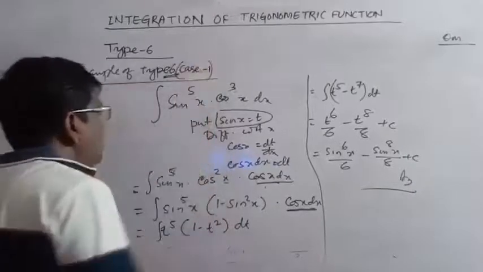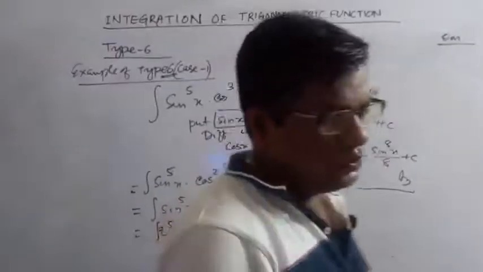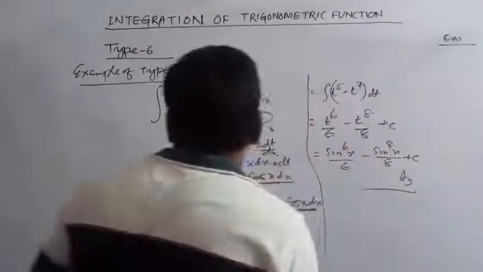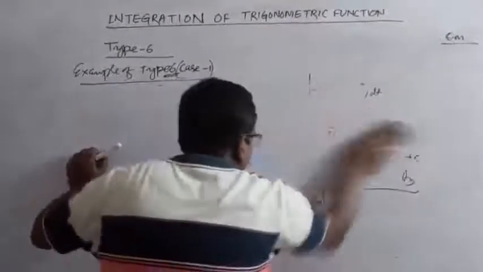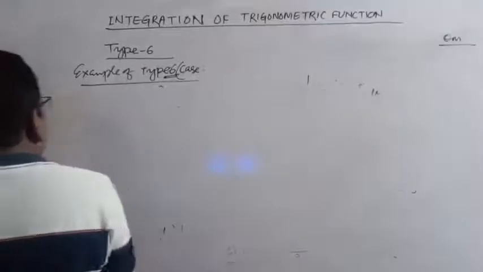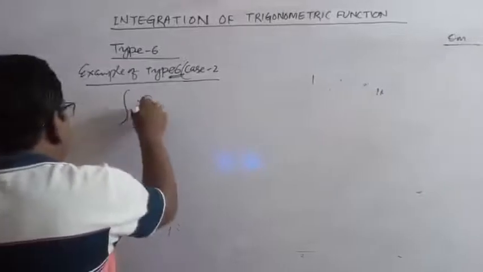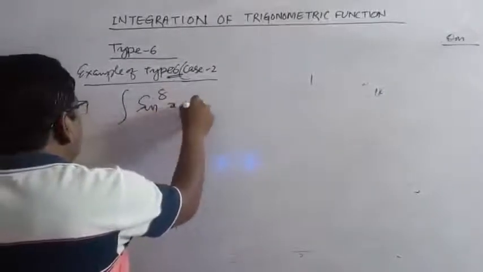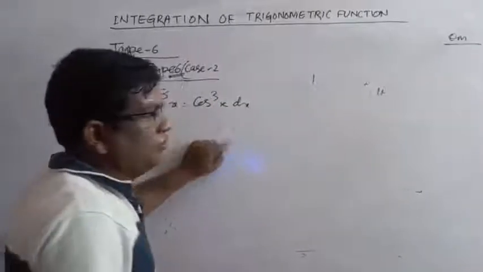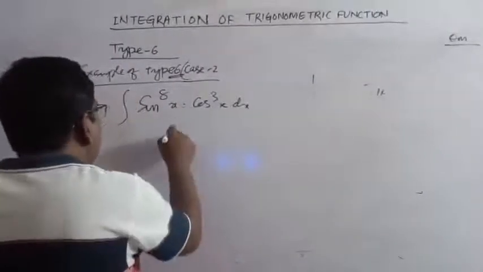Okay, now an example of type 6 case 2. Integration of, suppose, sin 8x into cos cube x dx. Here one power is even and one power is odd, so take the function with the even power. Sin x contains the even power. Put sin x equal to t.